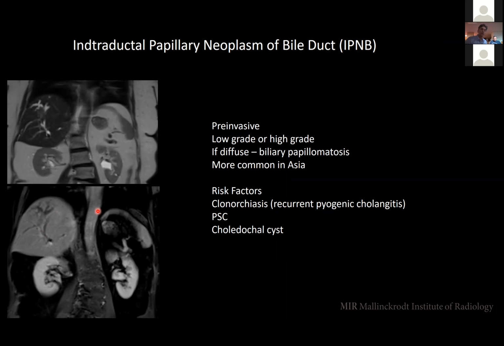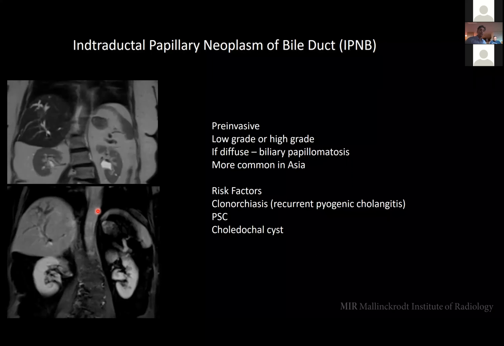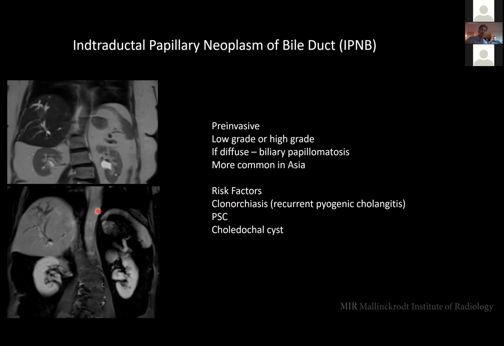In general, the lesser the diffusion restriction, it could be low grade, but that is not enough of an indicator for us to tell whether it's benign or not. So these patients would go for a biopsy, ERCP, and or a resection, depending on what it is. This entity is quite common, more so in Asia than in the West, but we do see enough cases. The risk factors are recurrent pyogenic cholangitis, or patients with PSC or choledochal cysts. So this is the intraductal papillary lesion within the bile ducts, something to keep in mind.